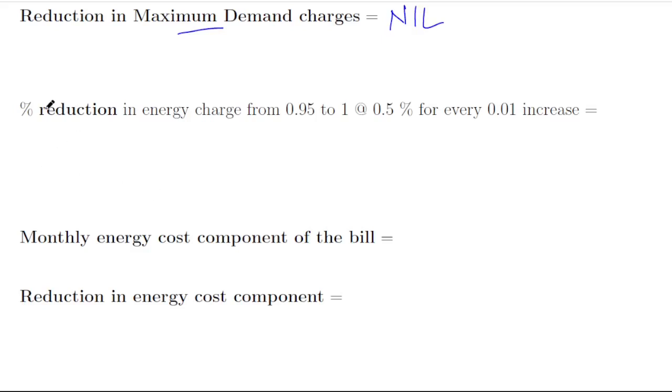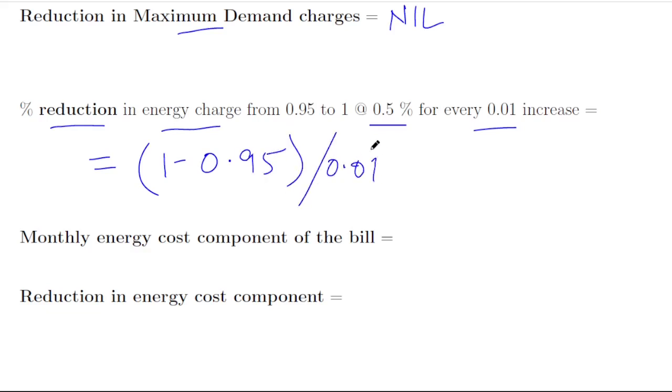Now let's find out the percentage reduction in energy charges due to the improvement in the power factor. We know that there is a reduction of 0.5% for every 0.01 increase in the power factor. So here the percentage reduction is nothing but 1 minus 0.95 divided by 0.01, this whole multiplied by 0.5%, which is equal to 2.5%.